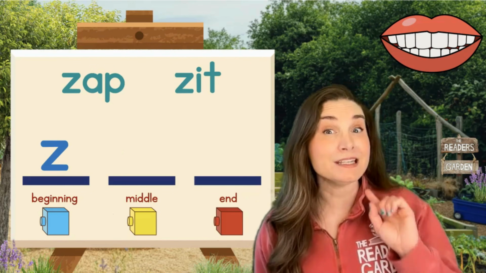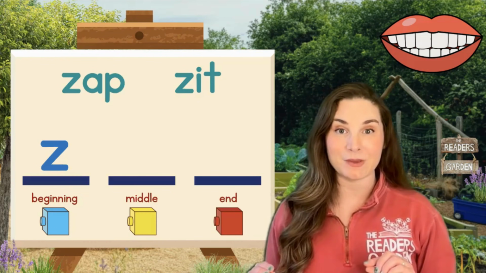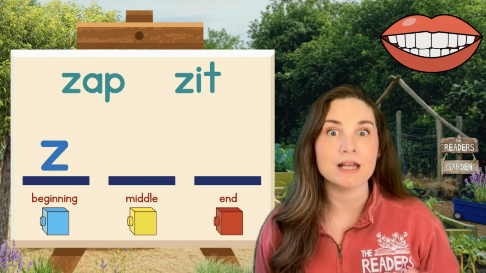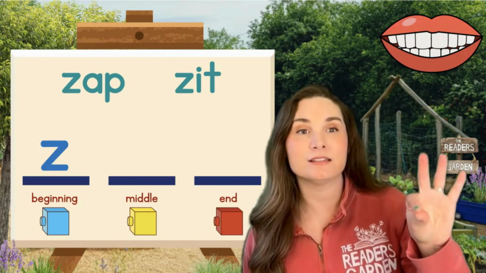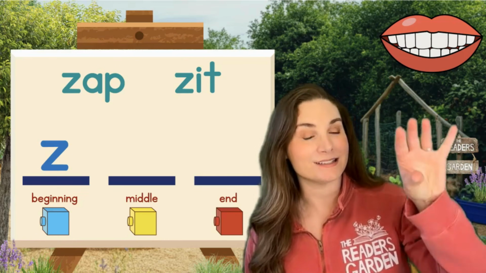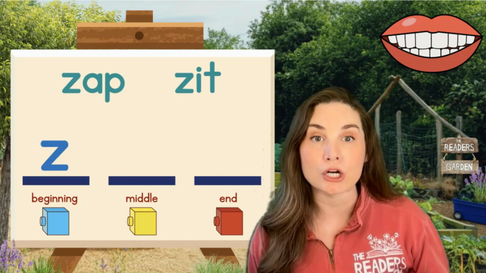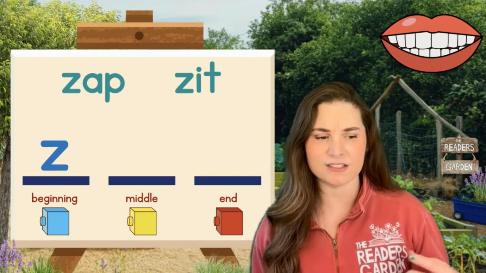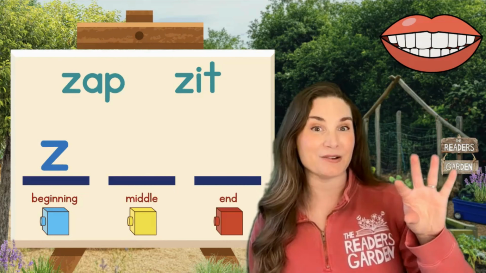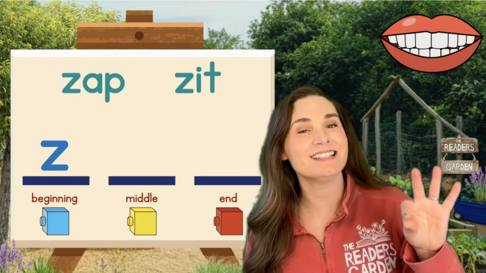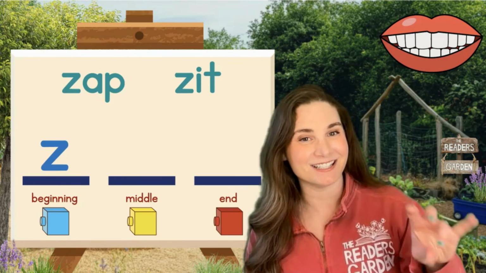We sometimes hear the letter Z in the beginning of a word, such as in the beginning of the word zap. Z-a-p, zap. Can you do this with me? Z-a-p, zap. We can also hear the letter Z in the beginning of the word zit. Zit is sort of like a nickname for a pimple. So let's do the sounds for the word zit. Z-i-t, zit. Again, z-i-t, zit.